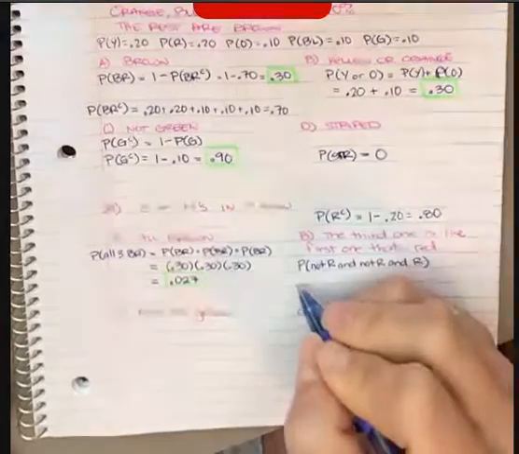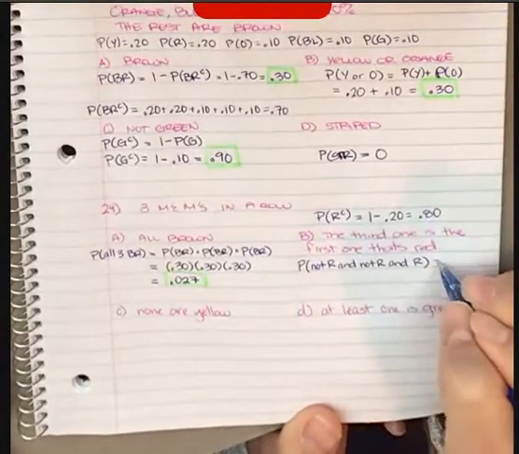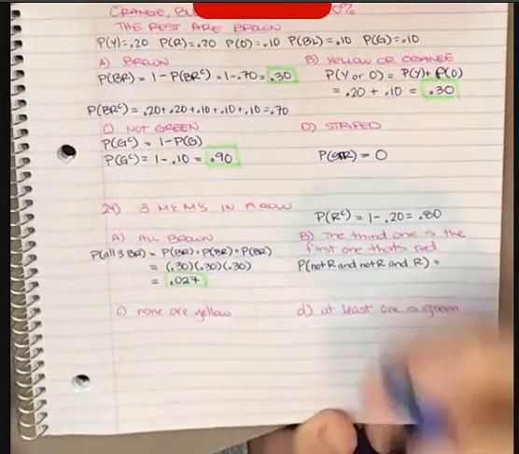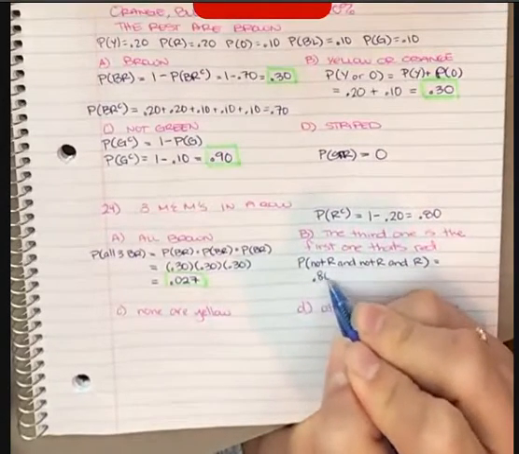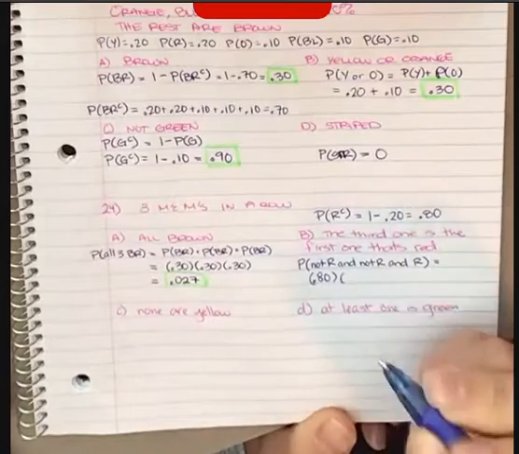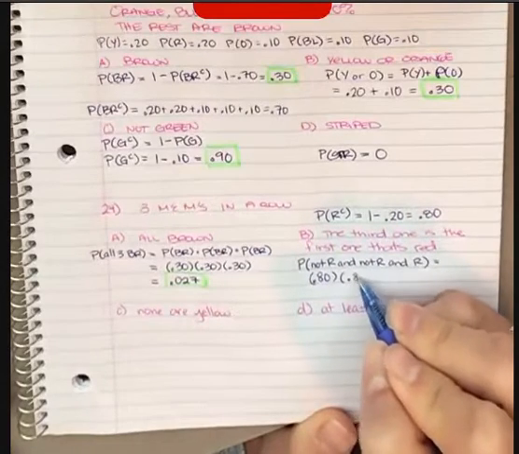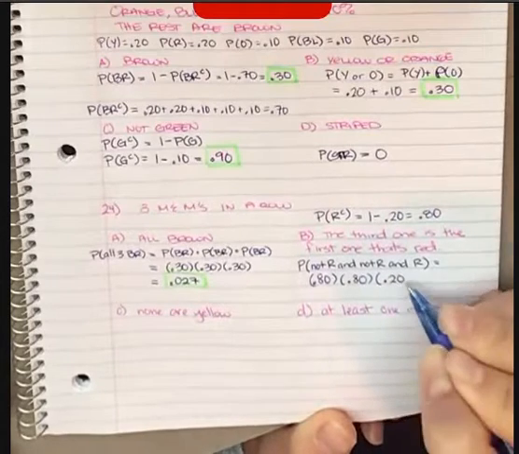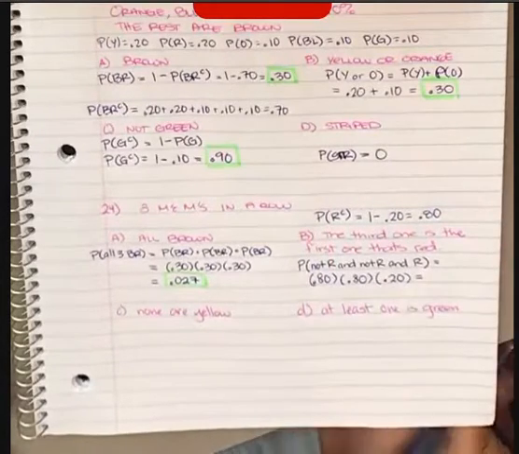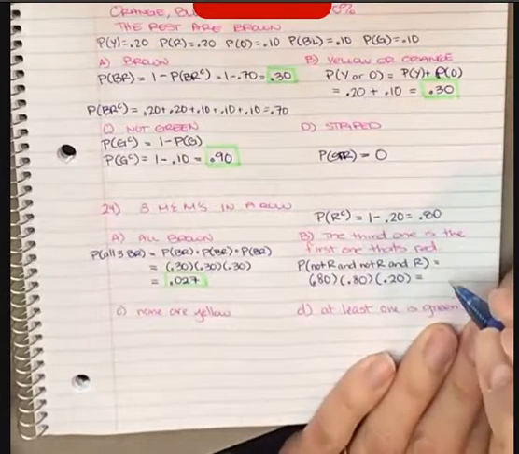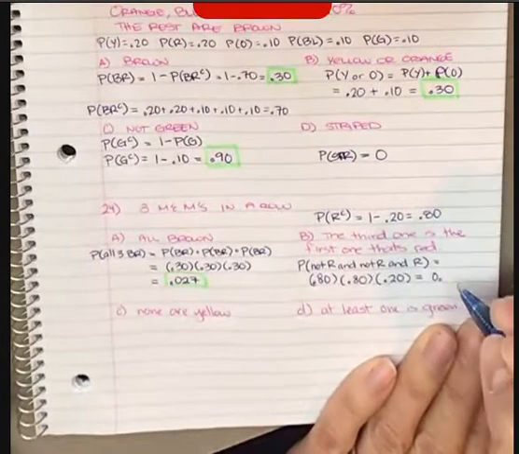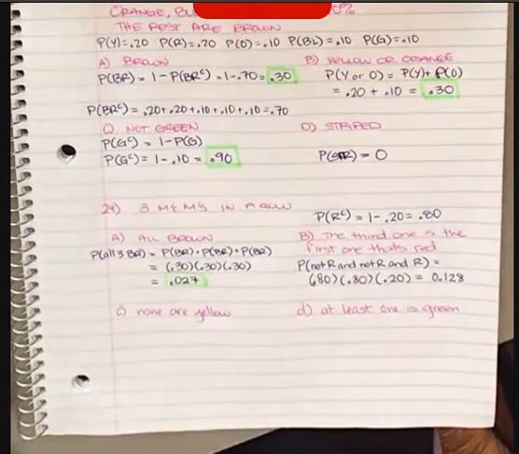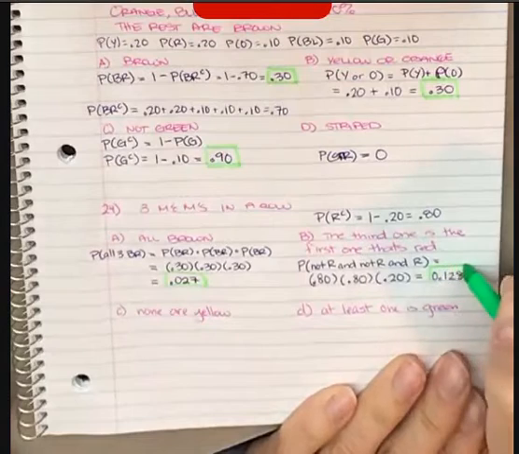Let's take these and figure out what we have. We can multiply the probability of each independent event. So not red is 0.80 times another not red is 0.80 times red is 0.20. When I multiply all of those together, I get 0.128. So my probability there is about 12.8%.